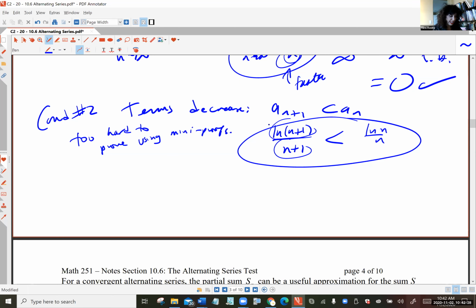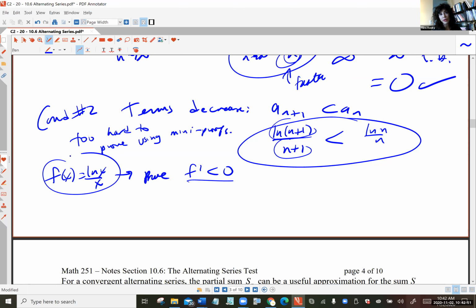So what we'll do is take the corresponding function, ln x over x, and prove that f prime is always negative. F prime is always negative after a certain x value, at least past a certain point. Because showing that f prime is negative is showing that the function is decreasing. That's good enough for me. Okay. So anybody have an idea how to take f prime for this function ln x over x? Quotient rule. Yes, thank you. Quotient rule. Good job, guys.